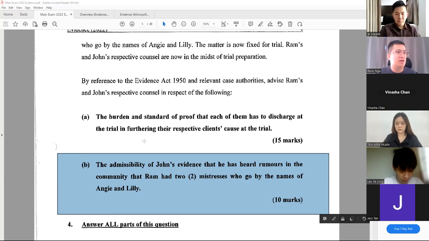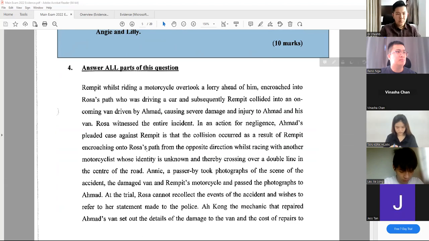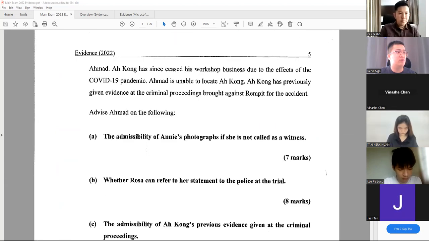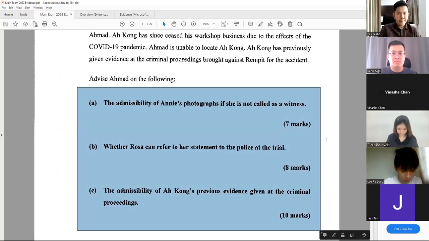Okay, so let us continue. Question 4 is an interesting one. So I will assume everybody has read the questions. A, the admissibility of any photograph if she is not called as a witness. See, admissibility means don't talk about relevancy, don't talk about whatsoever. We just talk about admissibility. Can admit or cannot admit?